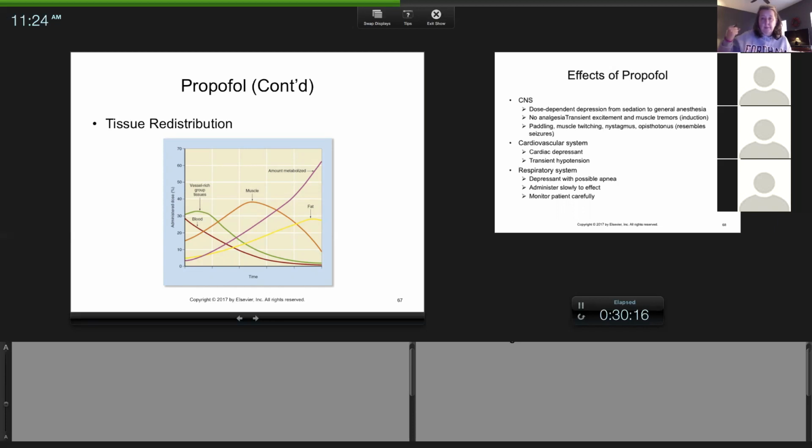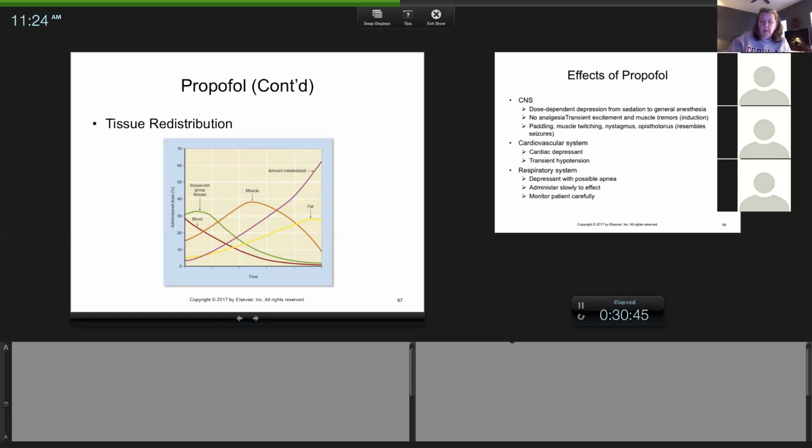And then when you stop giving it, after about a minute it's already going to start to leave the brain once that drug is redistributed. And that's why they wake up so quickly. Even though the muscle and the fat do absorb some of this drug, it's such a rapid redistribution that they're going to wake up. They don't get a big hangover from propofol.